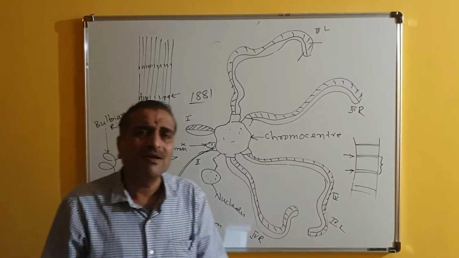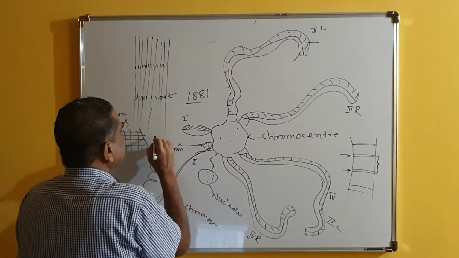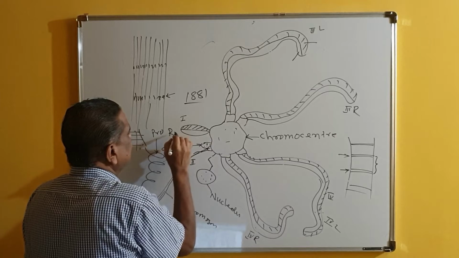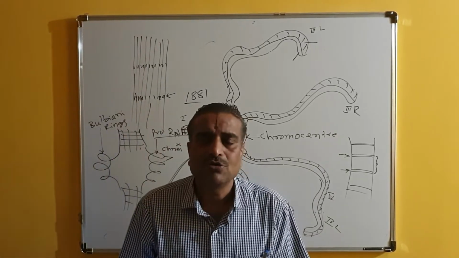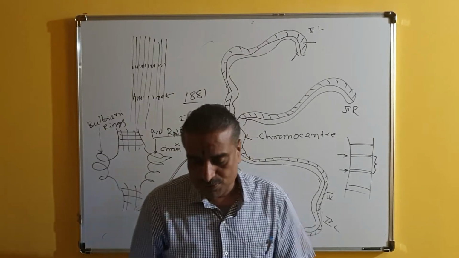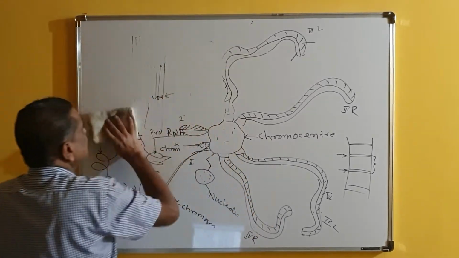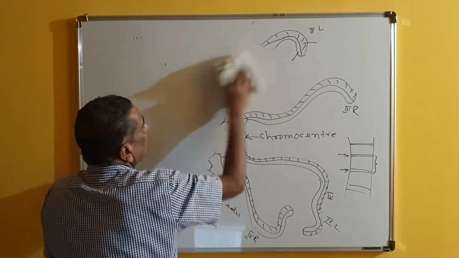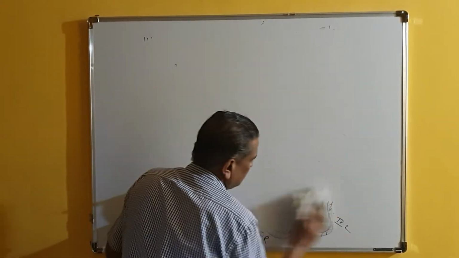And what is the function of Balbiani rings? Balbiani rings are the sites of rich protein synthesis and rich RNA content. They are highly active sites. So such things are present in the polytene chromosomes. Okay. Now coming to another type of chromosomes, that is called as what is known as lampbrush chromosomes.